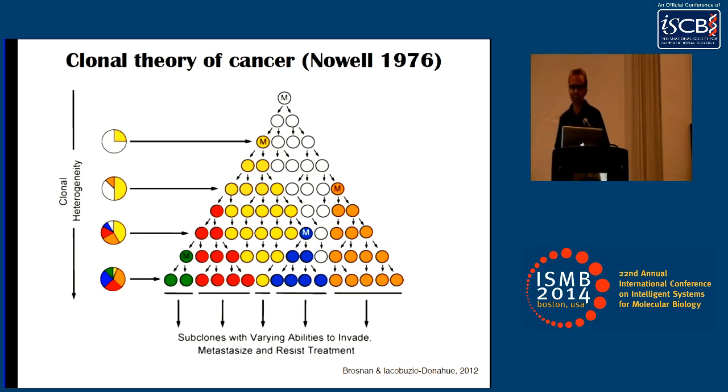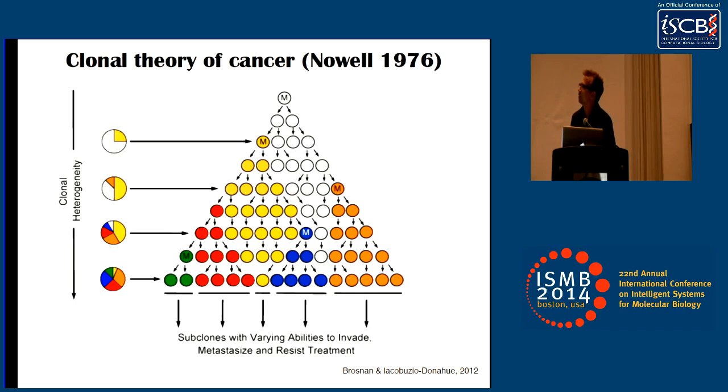All right, so the theory for the origin of this heterogeneity goes something like this. The first cell, a single cell, gains some oncogenic mutation that allows it to expand. Its descendants gain further oncogenic mutations that either give them a selective advantage, allow them to evade the immune system, or to expand the same.